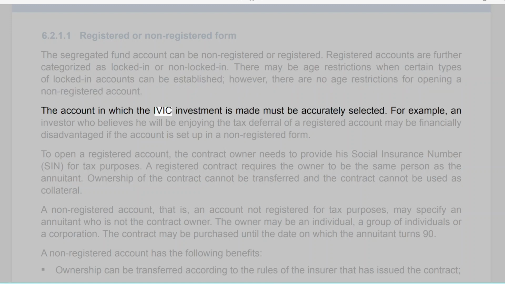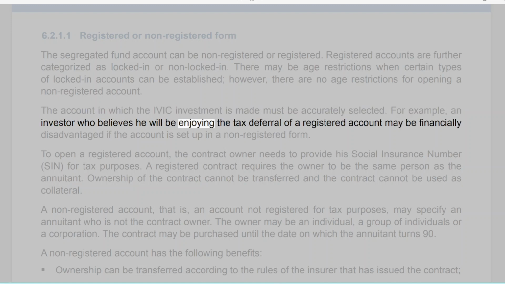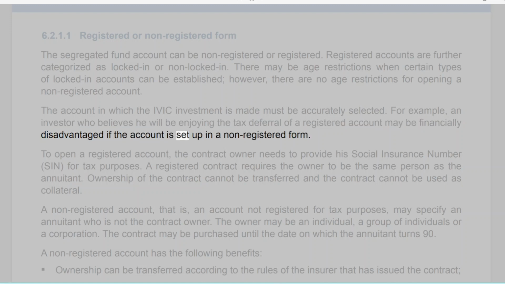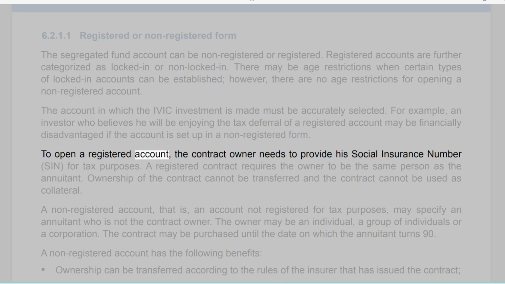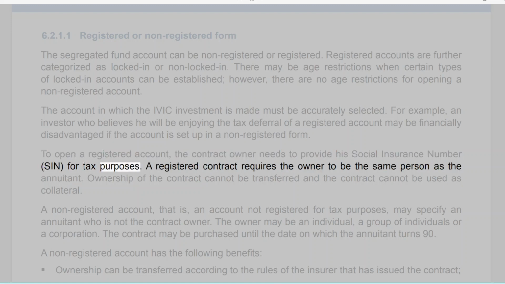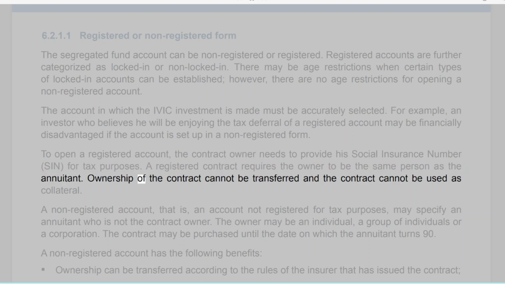The account in which the segregated fund investment is made must be accurately selected. For example, an investor who believes he will be enjoying the tax deferral of a registered account may be financially disadvantaged if the account is set up in a non-registered form. To open a registered account, the contract owner needs to provide his social insurance number, SIN, for tax purposes. A registered contract requires the owner to be the same person as the annuitant. Ownership of the contract cannot be transferred and the contract cannot be used as collateral.